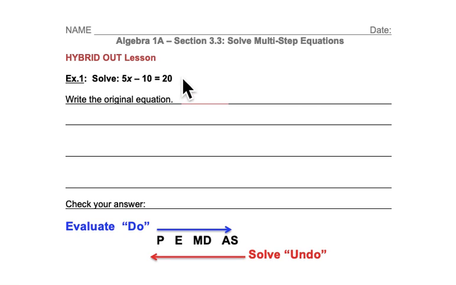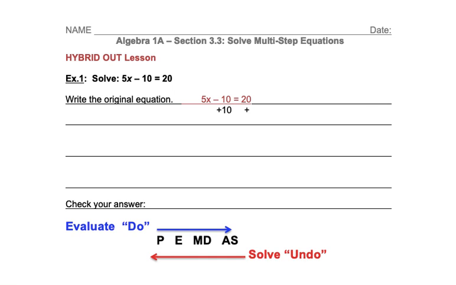In this equation, we're going to start by typing the original equation, which is 5x minus 10 equals 20. The next step is to undo any addition and subtraction. I see some subtraction right here, so I'm going to undo the subtraction with addition. What I'm going to do is add 10 to each side. So add 10 here, and add 10 to the other side as well.